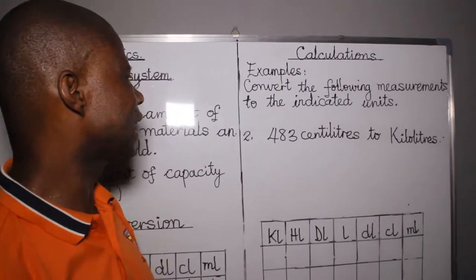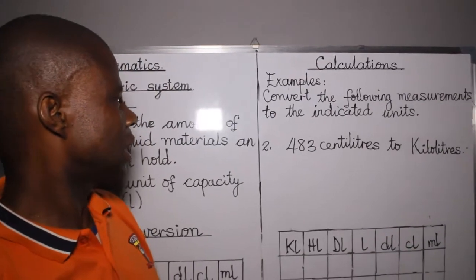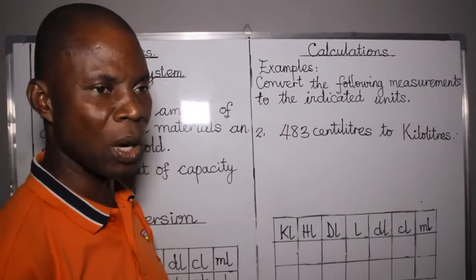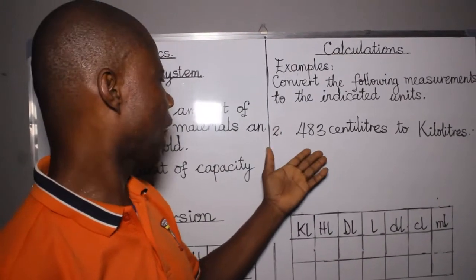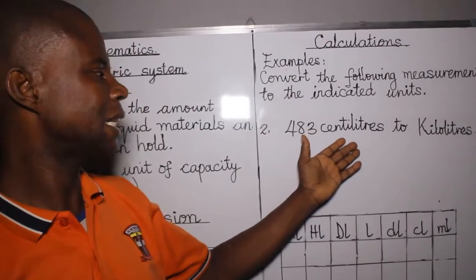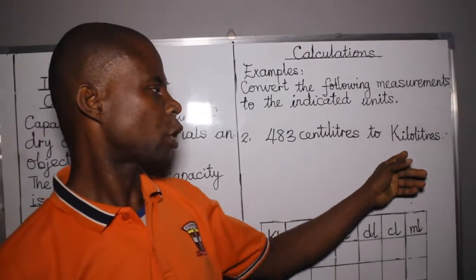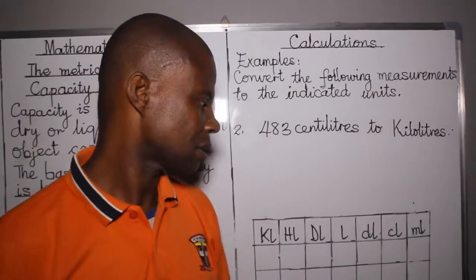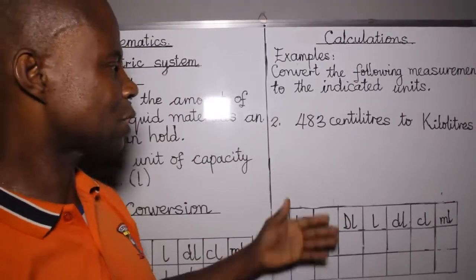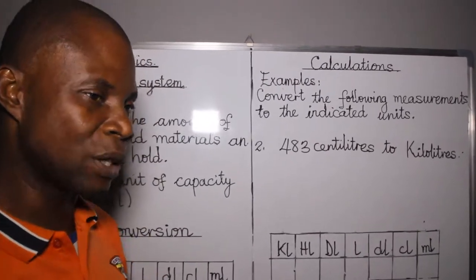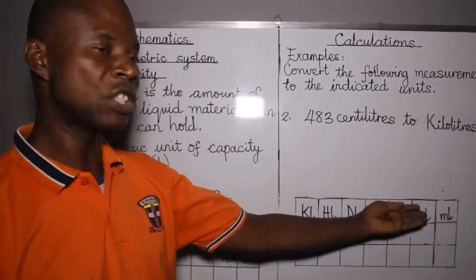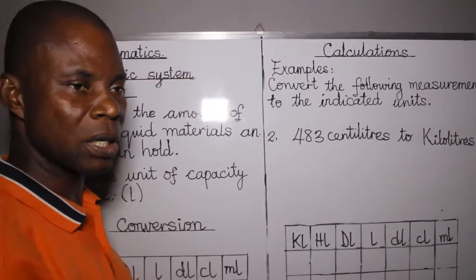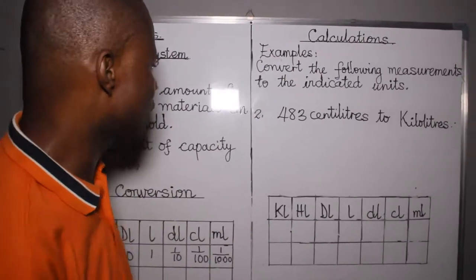Taking the second example, it still has to do with conversion from one unit to another. Here, in our second example, we have 483 centiliters to be converted to kiloliters. Let's go through the simple method, without calculation, just using the table. Arrange it as it is on the board in solving similar questions.